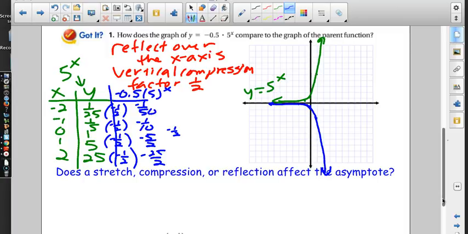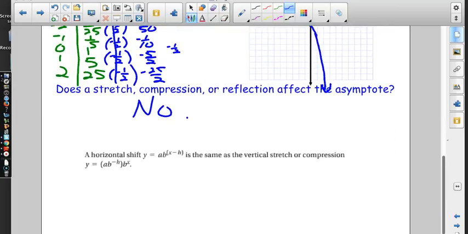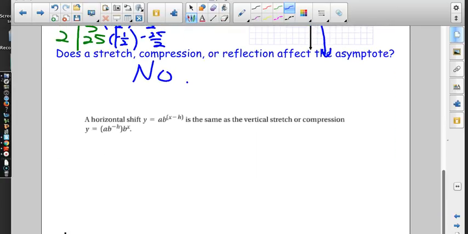So they want to know, does a stretch, compression, or reflection affect the asymptote? Well, we've only seen 2 of them. But didn't it stay at the x-axis for both of them? So the answer is no. No, didn't affect the asymptote at all. So having vertical stretch, having a reflection, does not affect the asymptote. It affected our range, but it didn't affect the asymptote.